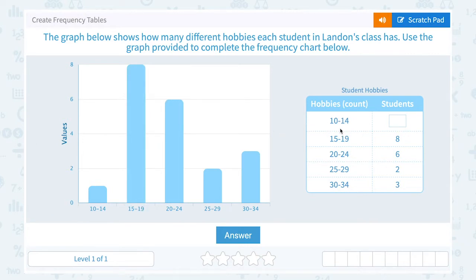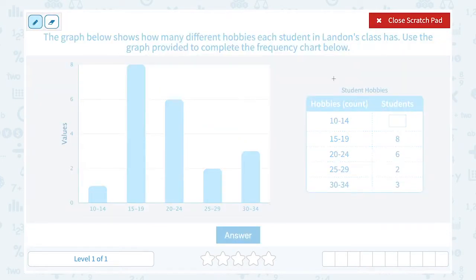Okay, well, we can see that the number of hobbies counted is either 10 to 14, 15 to 19, 20 to 24, 25 to 29, or 30 to 34. The ones in the X column of our table are on the X-axis of our chart. The number of students that gave that reply is in the Y column of our table and on the Y-axis. So it's always helpful to take a moment to look at your chart and figure out where everything is.